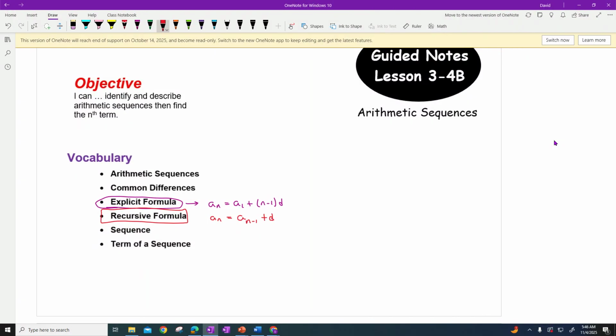A lot of times on this recursive formula, you need to know the previous number. That's what this means. What is the previous number? And then we're going to add the same difference each time. But on this formula, you have to know this term.